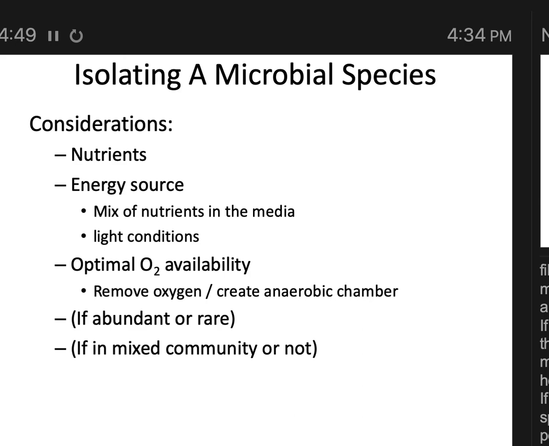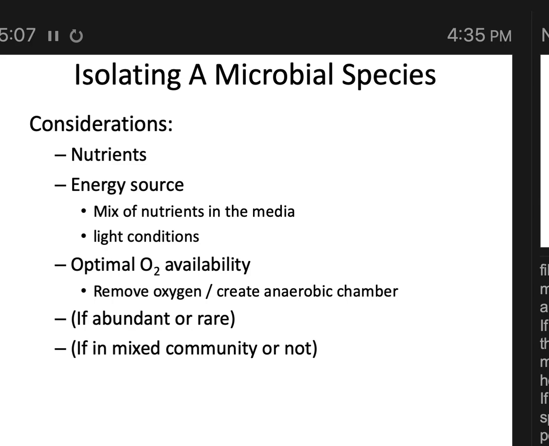So maybe you'll deprive it, maybe it has a unique nutrient need, or maybe there's a toxin that it's particularly resistant to, or whatever it is. So you can use selective media to favor the growth of the one you're interested in and stymie the growth of the others.